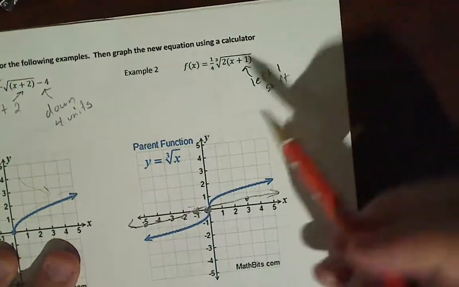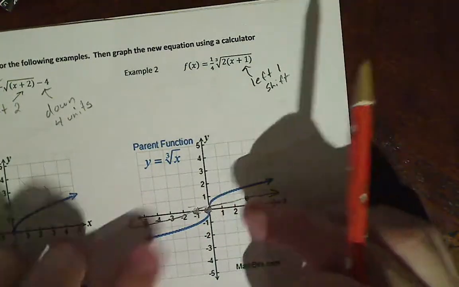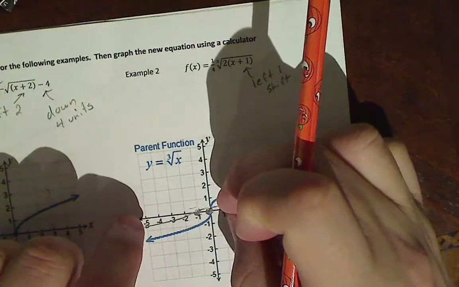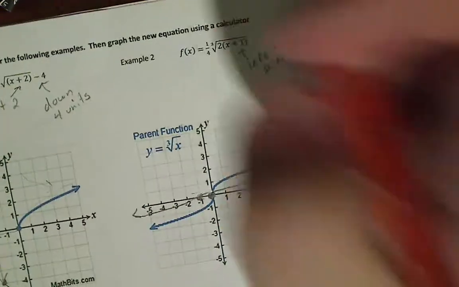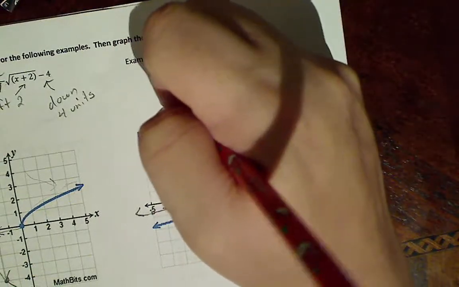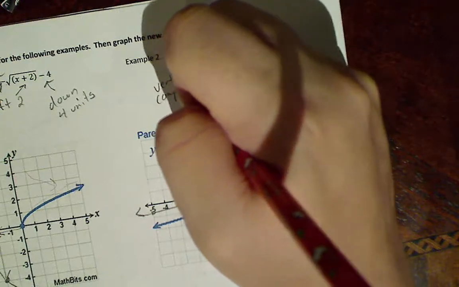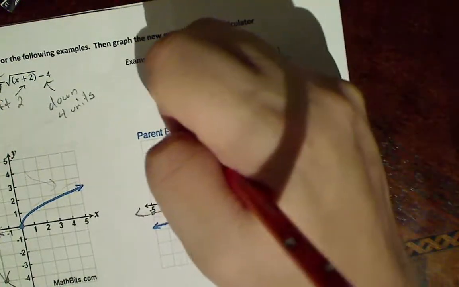Okay. But it also got flatter, and it looks like it kind of got stretched out this direction like this, and it got crunched like this. So this is what this tells me. This 1/4 is a vertical compression of 1/4.